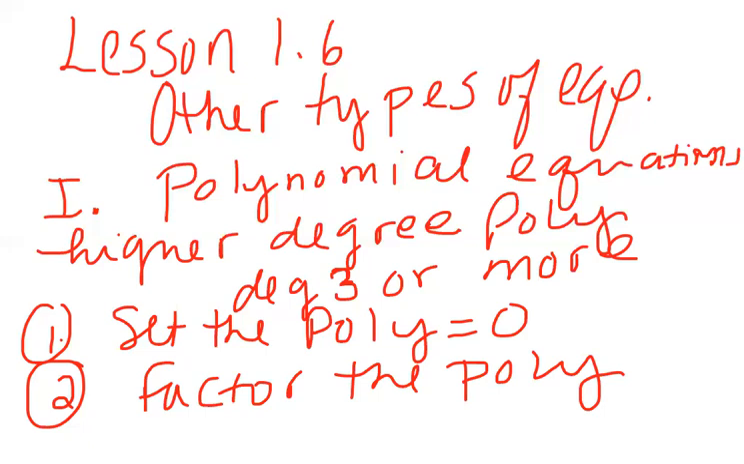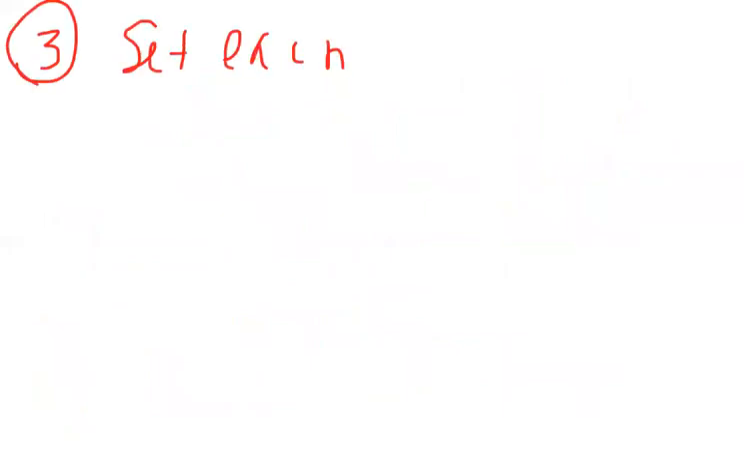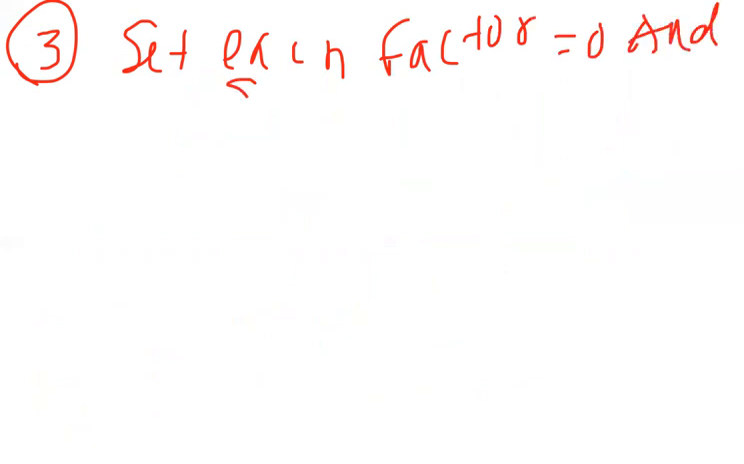So next, I am going to go ahead and clear this out. Okay, so step 3, we're going to set each factor equal to 0 and solve. Oops, I forgot my L. Okay, set each factor equal to 0 and go ahead and solve the problem.